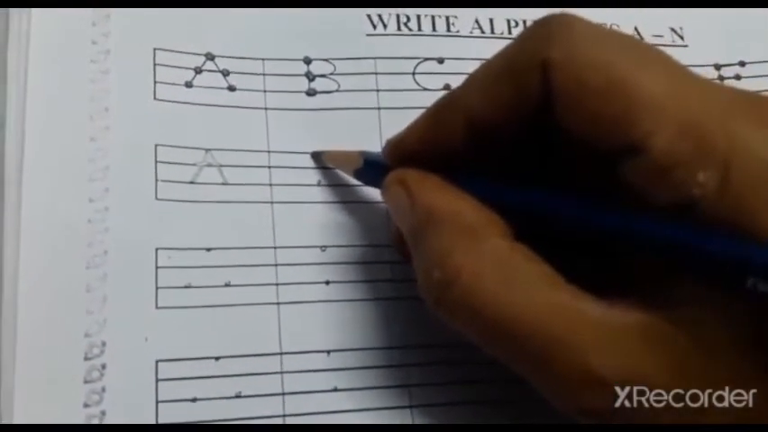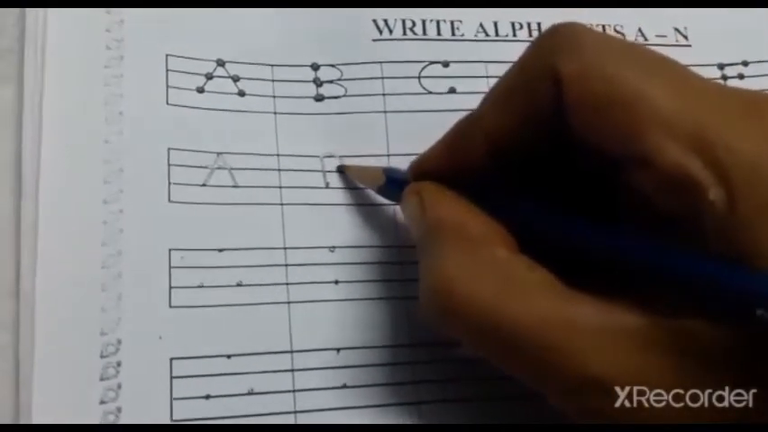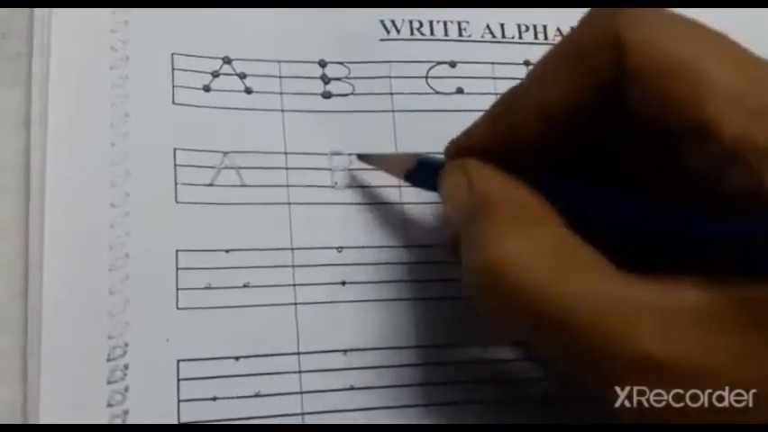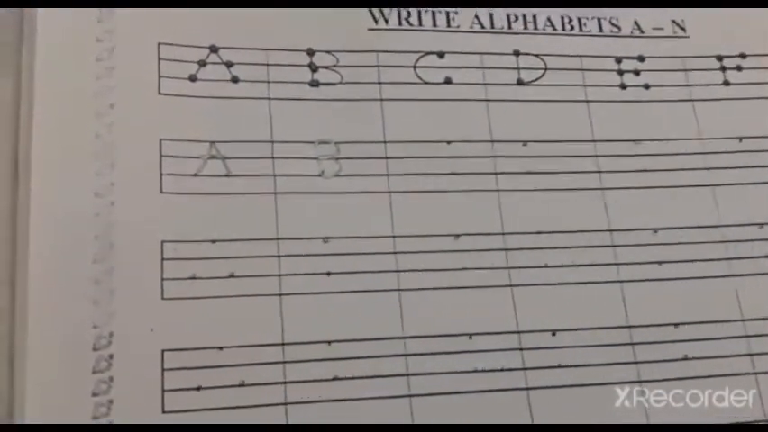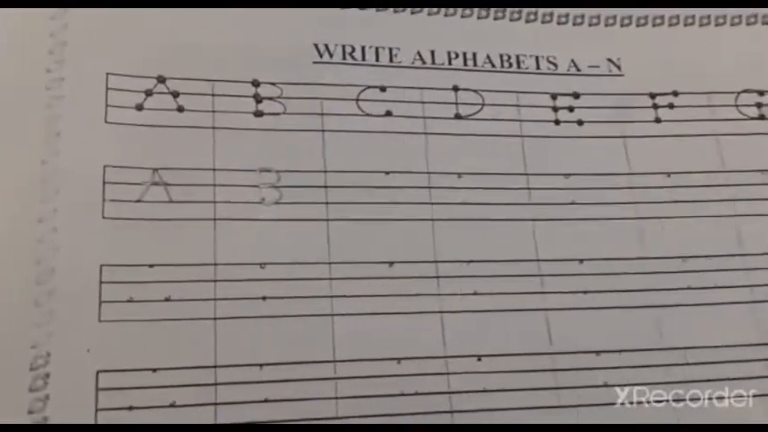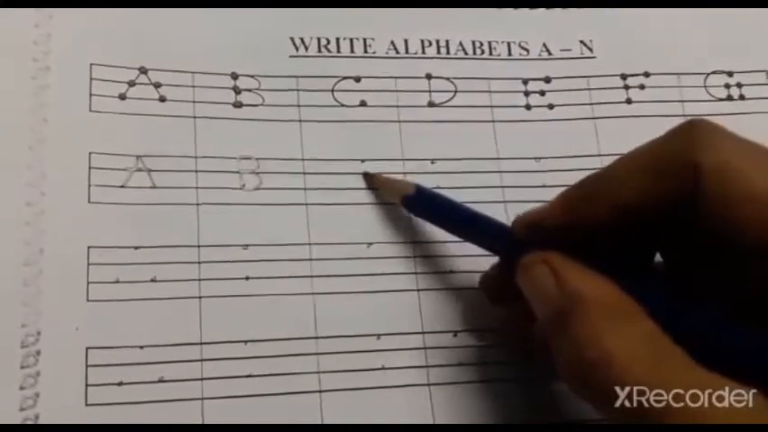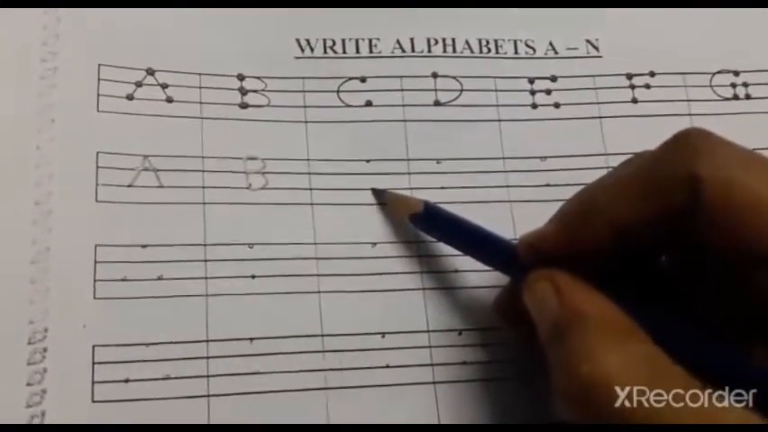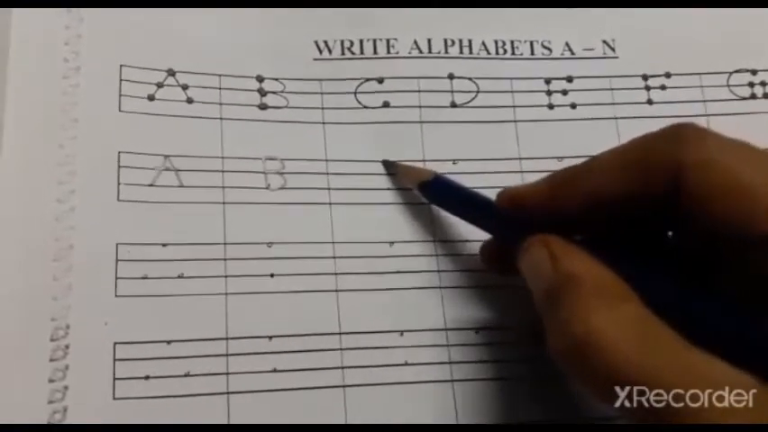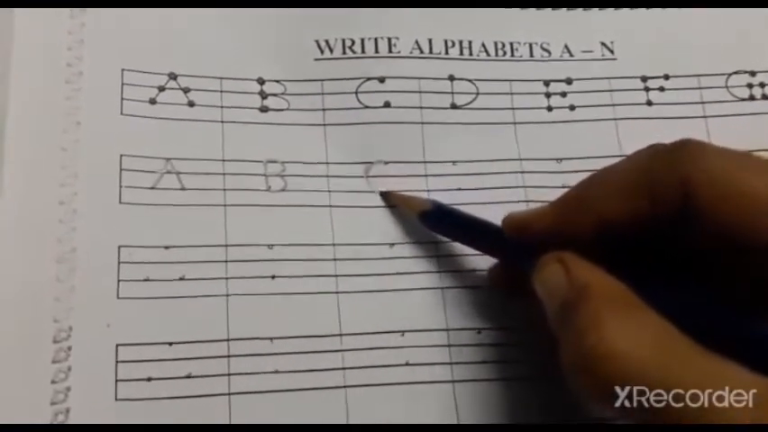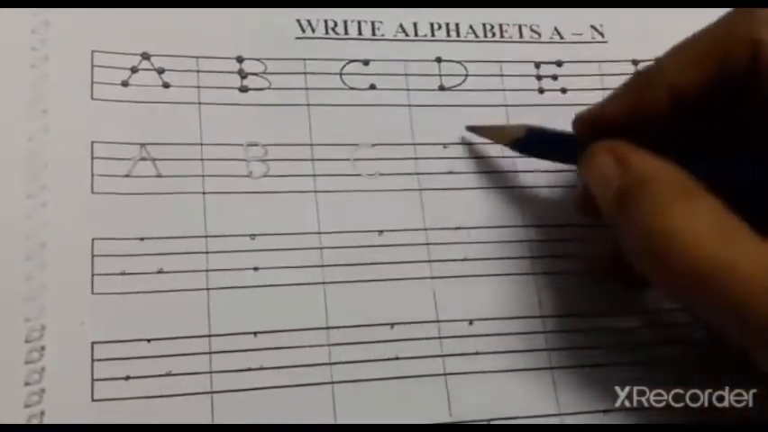Now we'll be writing letter B. Standing line, right curve. Capital letter B. Children, can you all tell me the basic rule of writing uppercase letters? All the uppercase letters we write in the first 3 lines, not beyond first 3 lines. Remember? Yes. Now we are going to write capital letter C, left curve. Capital letter C, left curve.